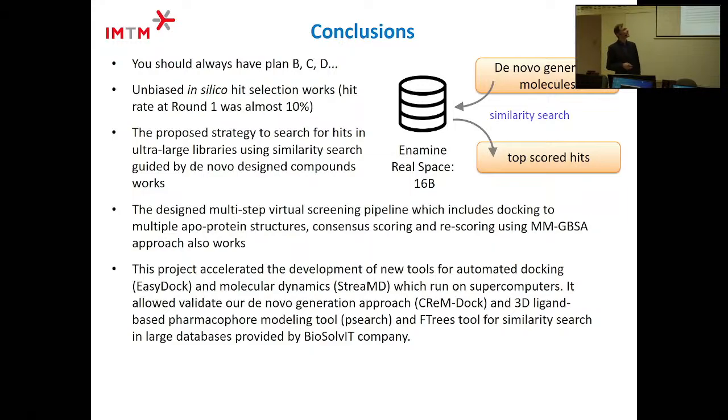Don't trust these tools. And what is good is that on the first stage, we demonstrated that a fully computational pipeline without any human intervention was able to efficiently discover hits from a very large, I would say ultra-large, chemical library. And our strategy based on the de novo generated templates was successful. So we achieved almost 10% hit rate, which was one of the highest across all groups.